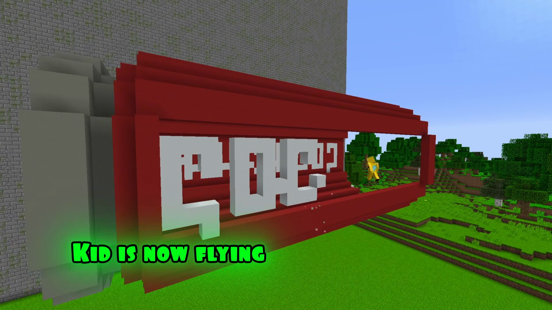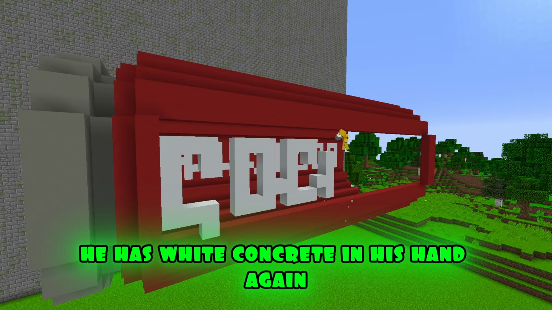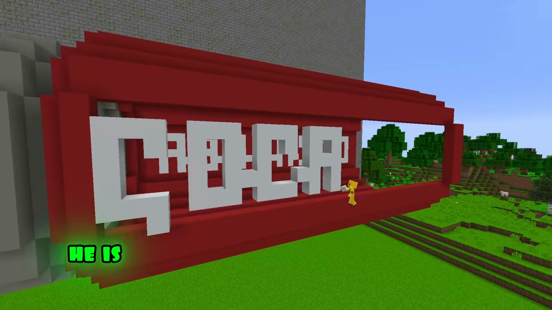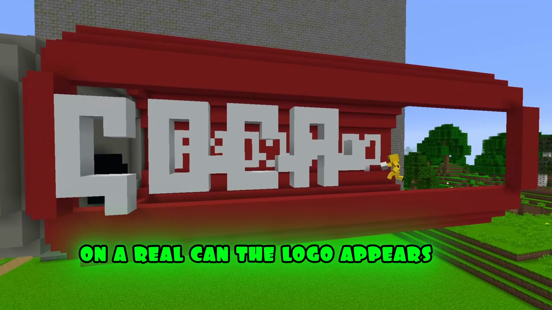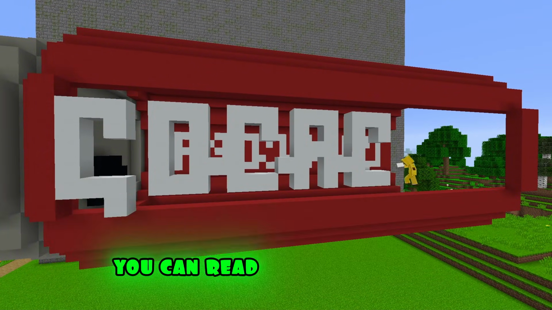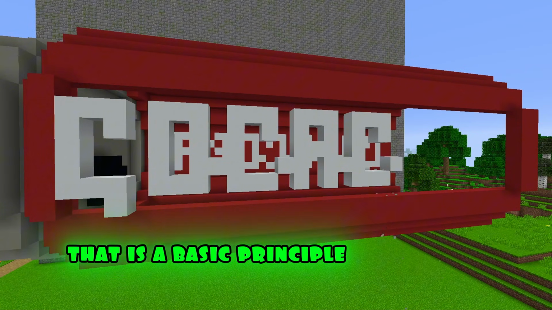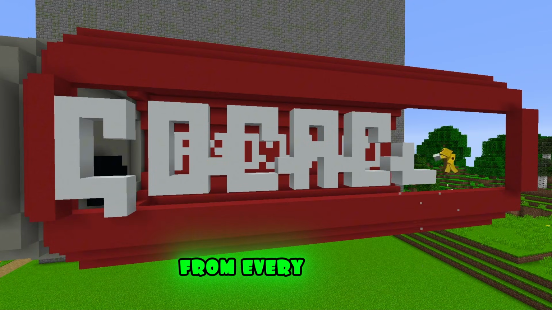Banana Kid is now flying over to the right side of the can. He has white concrete in his hand again. Just like he did on the left side, he is going to write Coca Cola here too. On a real can, the logo appears on both sides so that no matter which direction the can is facing, you can read the brand name. That is a basic principle of product packaging design. You want maximum visibility of your brand from every angle.